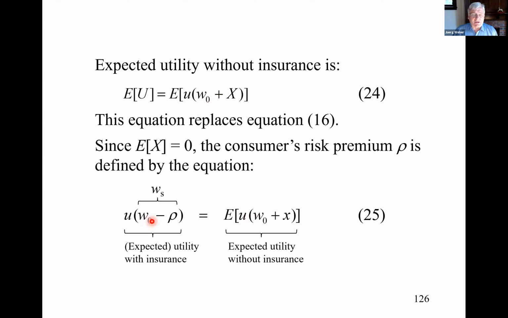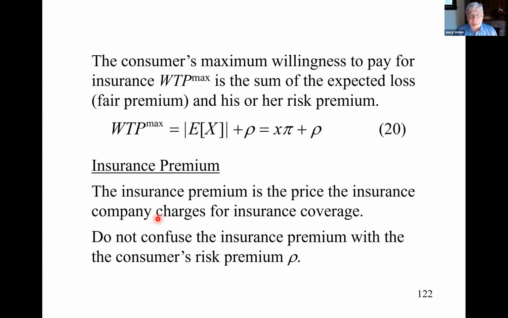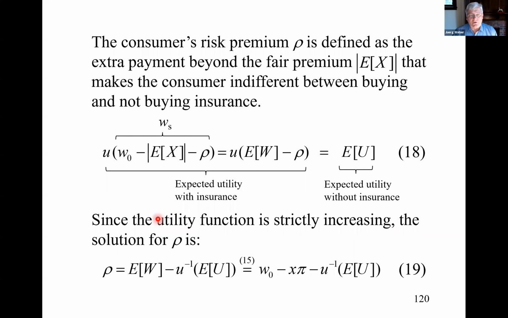And that's just the initial wealth minus the risk premium that we pay for insurance. The expected loss drops out because it's now 0. So it becomes a bit easier here. Let's go back to 18. You see here, it was W0 minus EX minus a fair premium minus rho. Now here, the expected loss of a fair premium will be 0. And so I have just W0 minus rho.